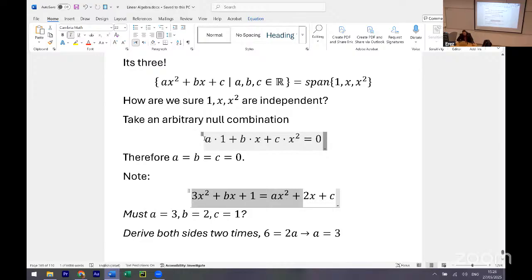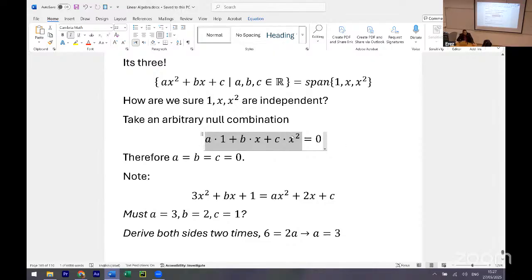If you derive twice, on the right-hand side you will get 0. The left-hand side, what will you get after two derivatives? 2C. So C is 0. And then by induction, derive once, you get B, B is 0. And finally, A is 0.